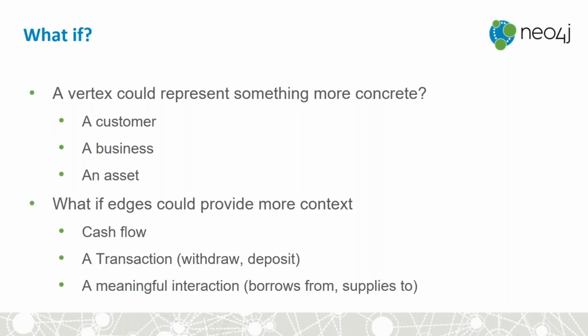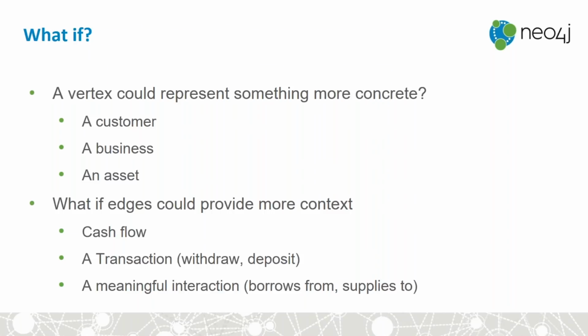What if we could actually take the edges and provide more context to those? What if instead of just a connection, it's a cash flow, a deposit or withdrawal, a login, some kind of context for meaning between two things? This business borrows from this business, supplies to this business. If we can provide richer context, then maybe we can derive more meaning. And we understand that this context has existed in our data all along.